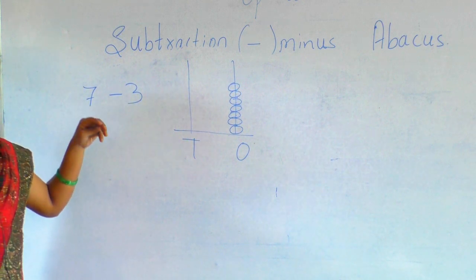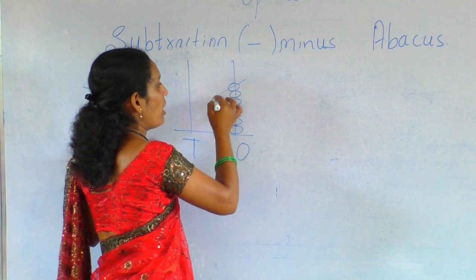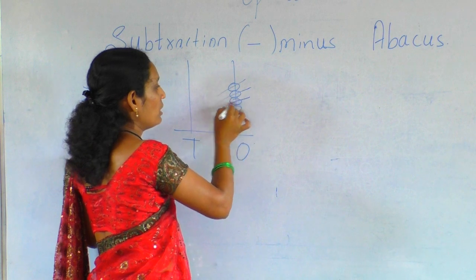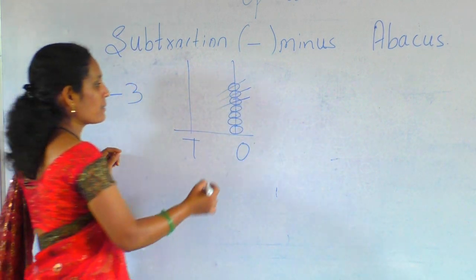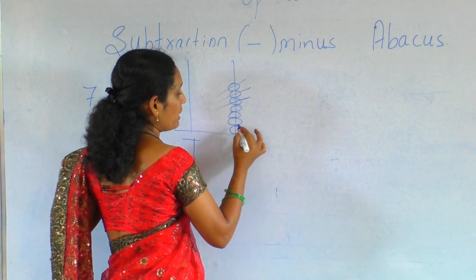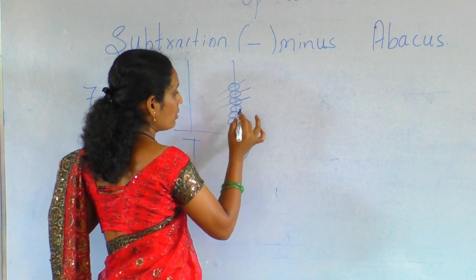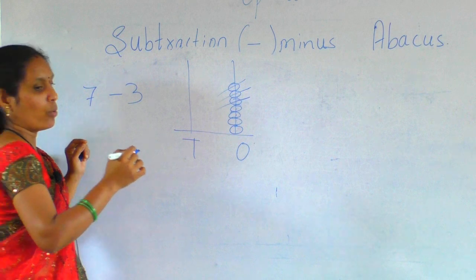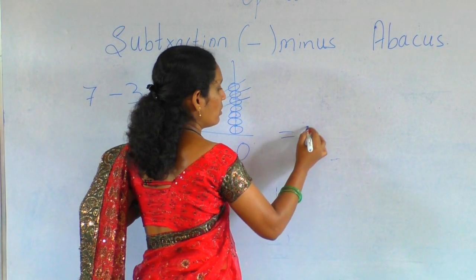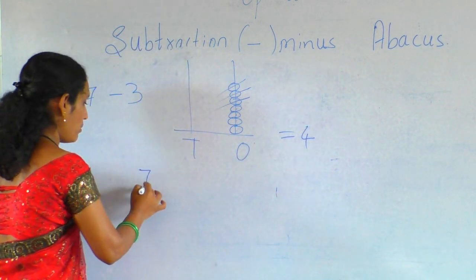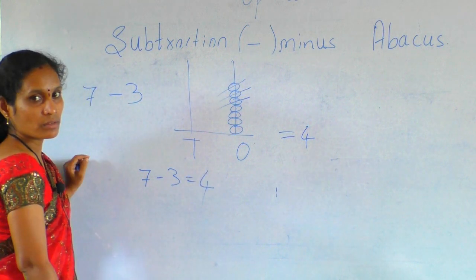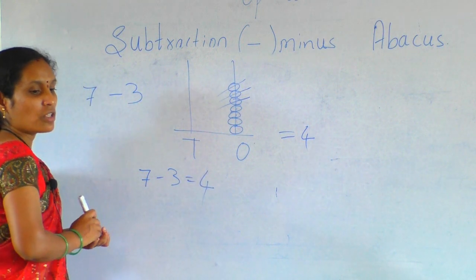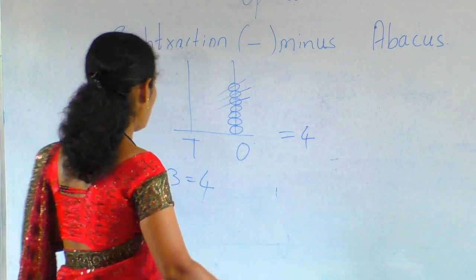Minus 3 means you strike out 3 beads. 1, 2, 3. Strike out 3 beads on the ones place. How many beads remain? 1, 2, 3, 4. The answer is 4. 7 minus 3 is equal to 4. Understood? So, I will show you the next example.